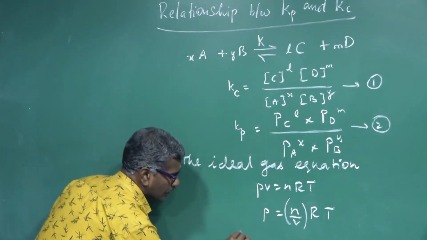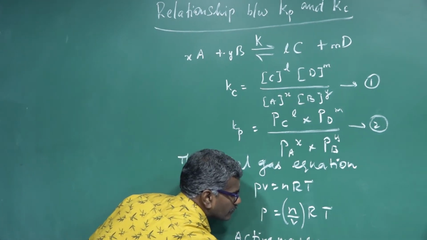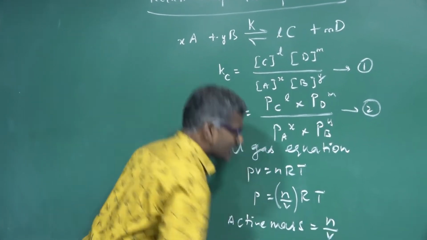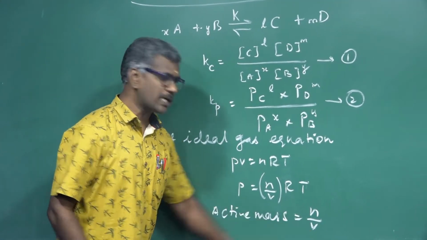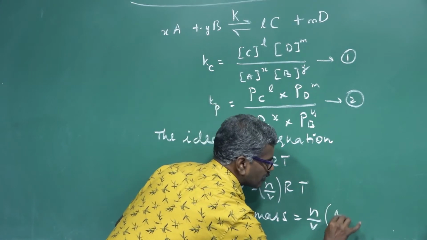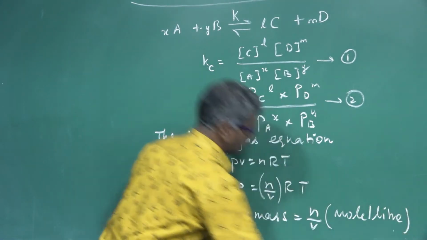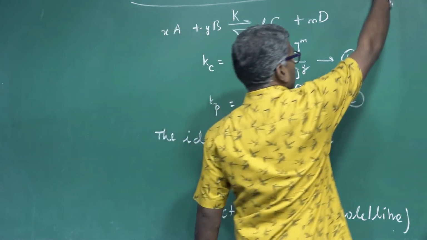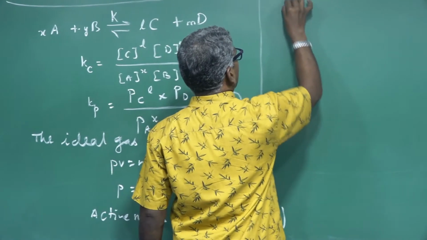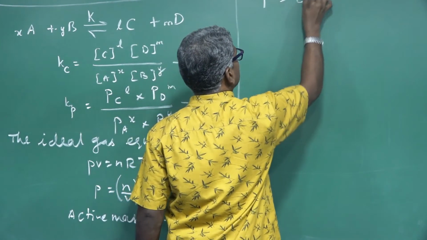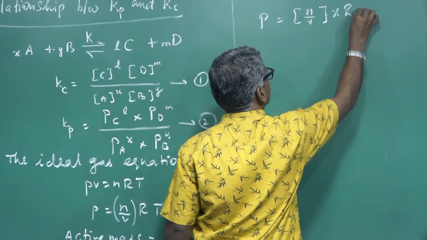That is active mass, n by V, where n is the number of moles and V is the volume in liters. The unit is mole per liter. So P is the concentration term, n by V, into RT.